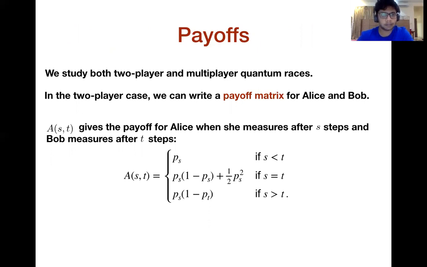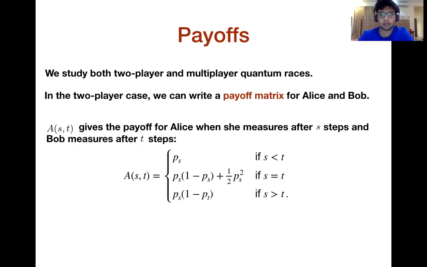So let A of S comma T denote the payoff of Alice when she measures after S steps and Bob measures after T steps. So A of S comma T is given as follows. Suppose Alice measures before Bob. In such a case, Alice just needs to win. So the probability is PS.